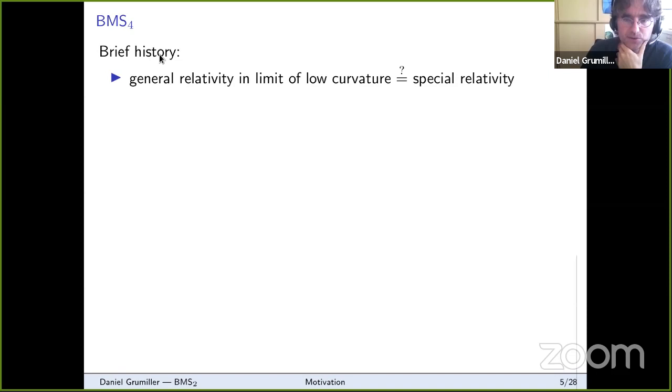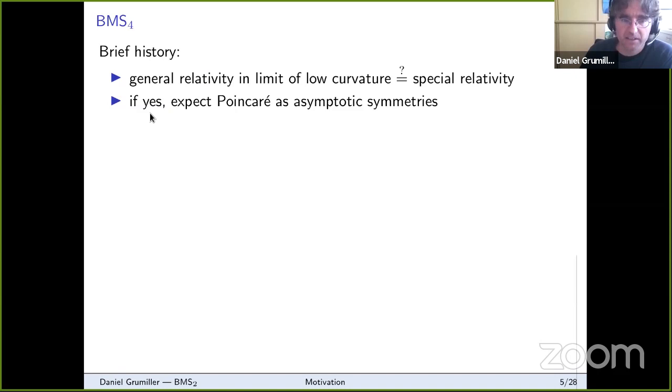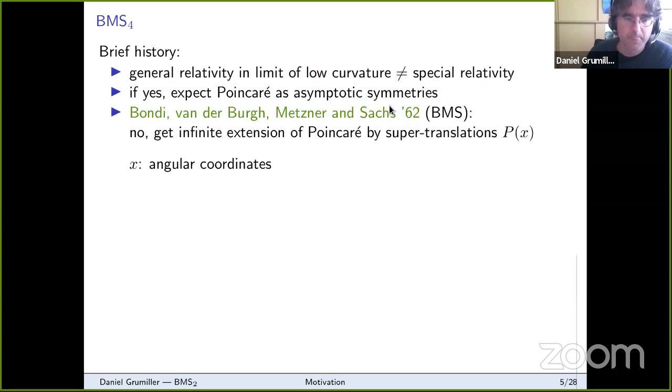Here's a brief history. Until the 60s, I guess it was a sort of consensus that general relativity in the limit of low curvature should coincide with special relativity. It seemed at least natural. So in particular, you would expect that in the limit of low curvature, you should get essentially Poincaré asymptotic symmetries, because those are the symmetries of Minkowski space.